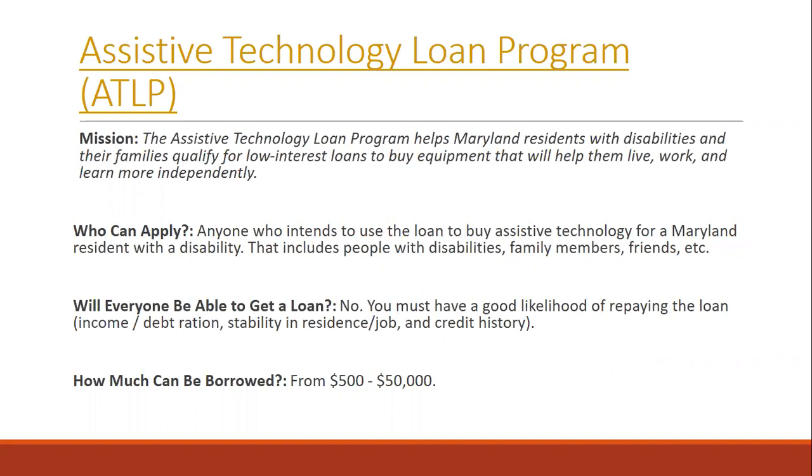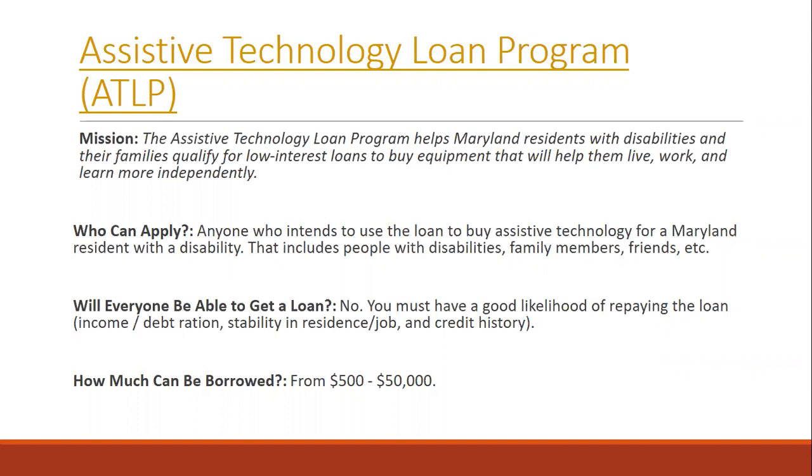So who can apply? Anyone who intends to use the loan to buy assistive technology for a Maryland resident with a disability. And that includes people with disabilities or family members, friends, etc. Will everyone be able to get a loan? No. You must have a good likelihood of repaying that loan. So Tanya Goodman helps run that program, and they'll do a full look at your application and check out certain things like income and debt ratio and all that kind of stuff, and then go from there.